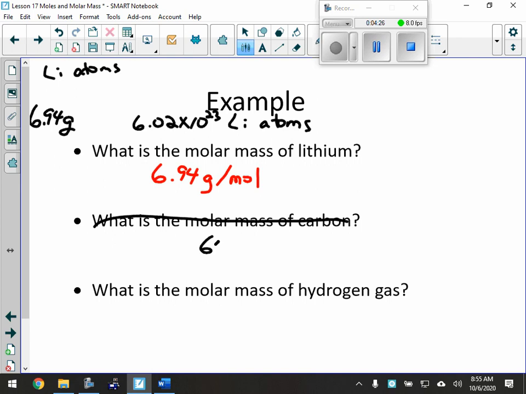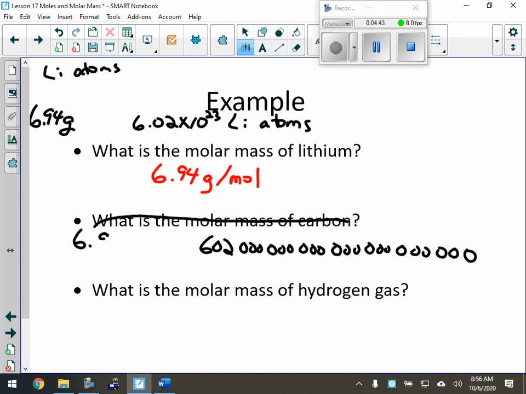If you took 602, and then all the zeros, 21 of them, that many lithium atoms, and you put them on a scale, it would read, again, 6.94 grams for every that many lithium atoms, okay? Good? That's what it means.